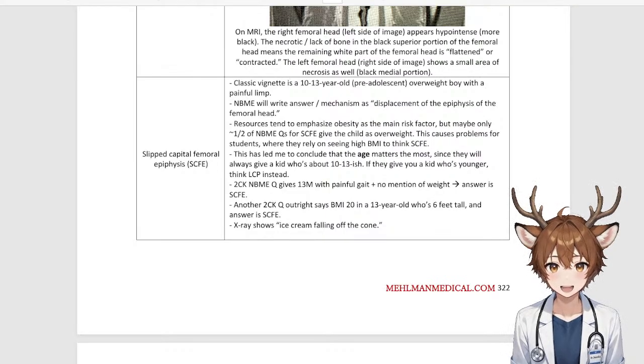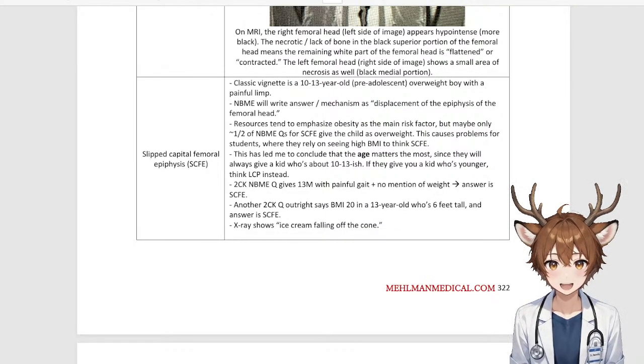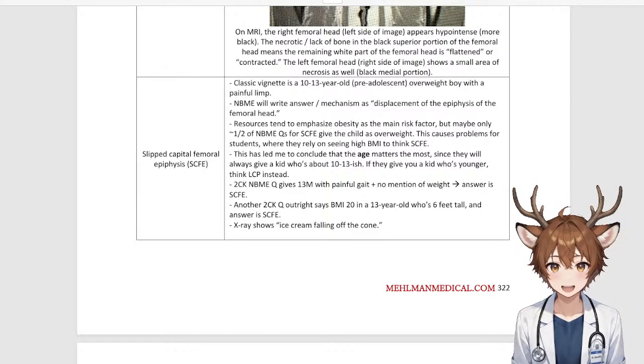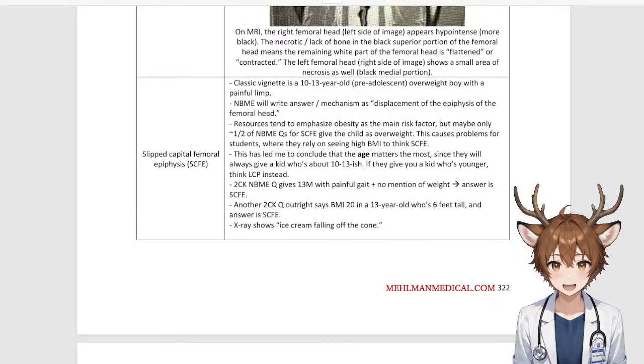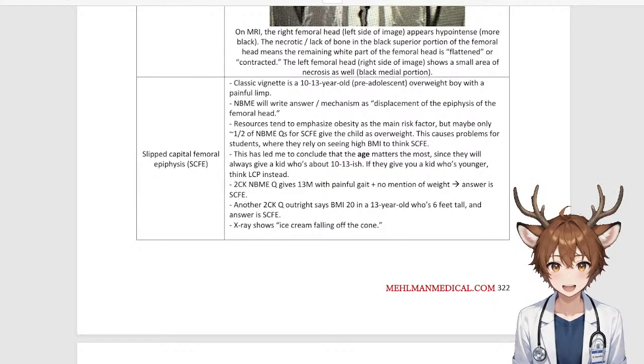Slipped capital femoral epiphysis, SCFE. Classic vignette is a 10 to 13-year-old pre-adolescent overweight boy with a painful limp. NBME will write an answer/mechanism as displacement of the epiphysis of the femoral head.